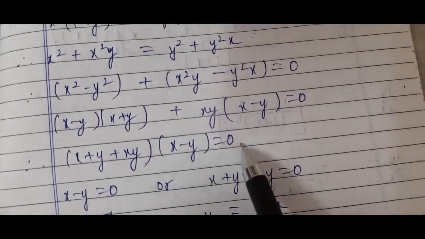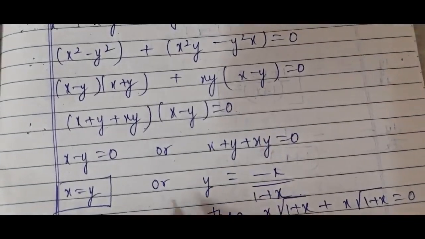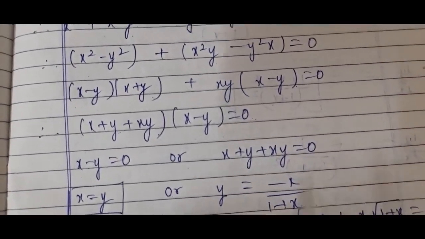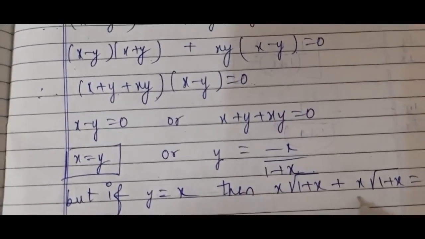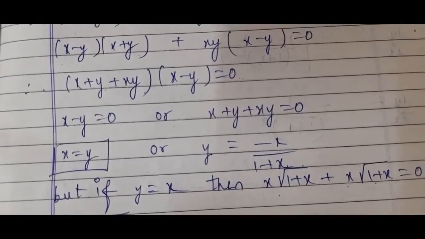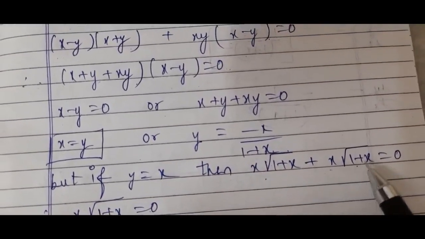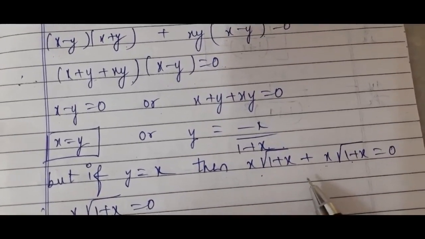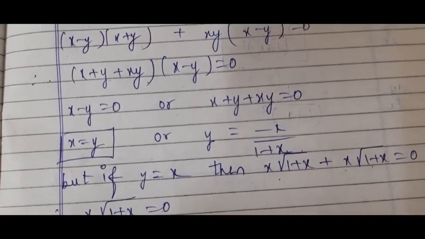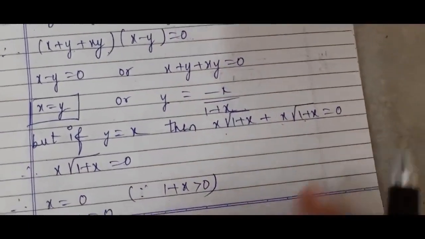So x minus y equal to 0 or this term is equal to 0. So we get x equal to y or y equal to minus x upon 1 plus x. But if we take y equal to x, then in place of y we are going to write x. So we get x plus x under root of 1 plus x, that is 2x under root of 1 plus x equal to 0. That is x equal to 0 means y is also 0, but for 1 plus x greater than 0.